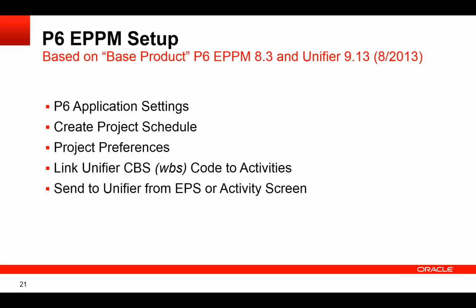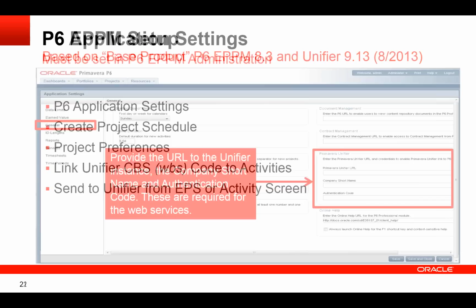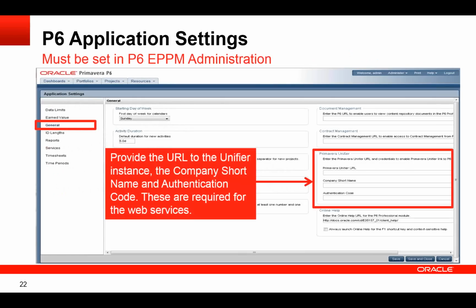If you need to do that, then you're going to have to go down to a lower level of detail on your activities so that you can have a one-to-one relationship between an activity and a cost breakdown structure. So then we send the information to Unifier either from the project screen or the activity screen in P6.